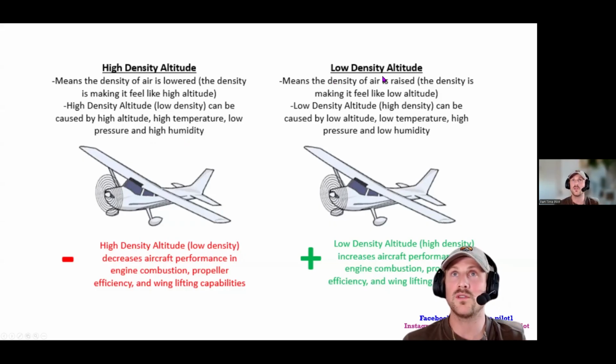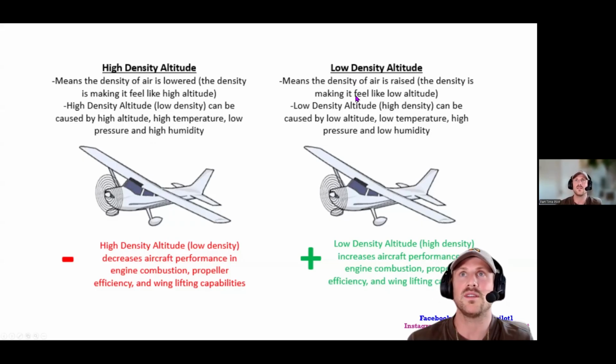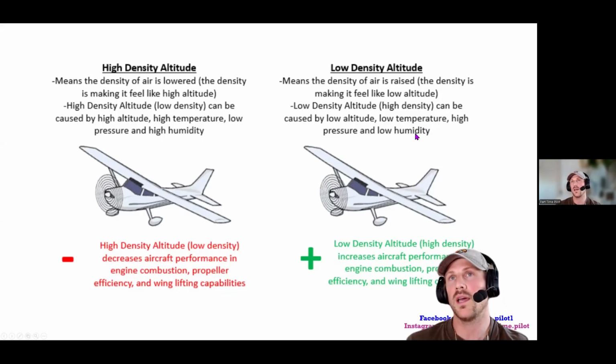Low density altitude, again, when you think of low density altitude, you might think, oh, low density, because you see the word low density, but it actually means high density. So it means the density of air is high, it's raised. What they're trying to say is the density is making it feel like you're flying at a low altitude where the density is usually higher. Low density altitude or high density can be caused by low altitude, low temperature, high pressure, and low humidity.